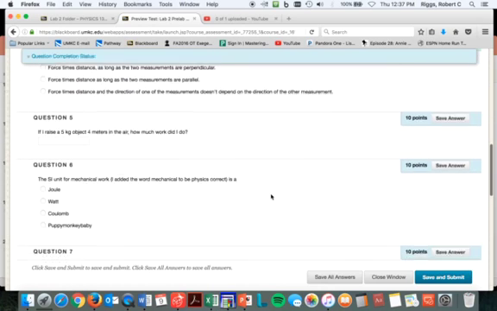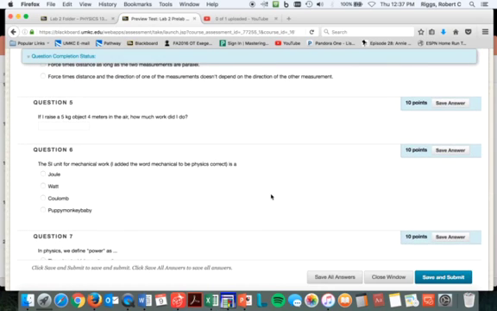The SI unit for mechanical work. Okay, I added the phrase mechanical to make it physics correct, because there's other kinds of work. So mechanical work is, what do we use?